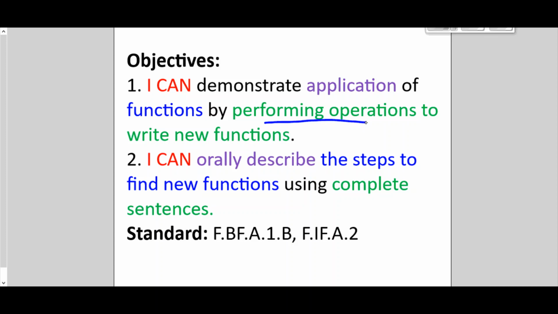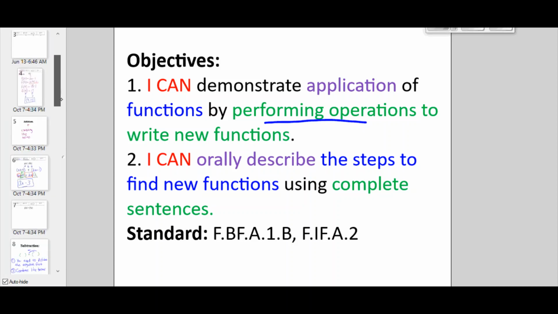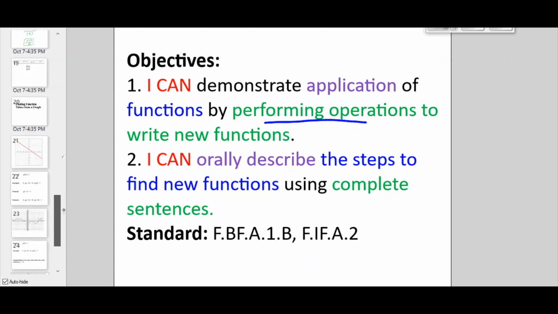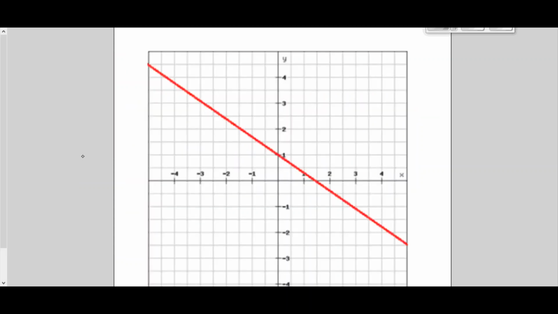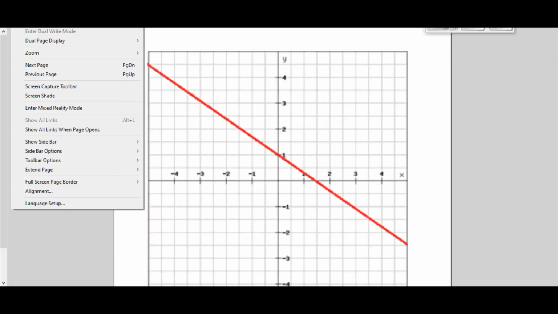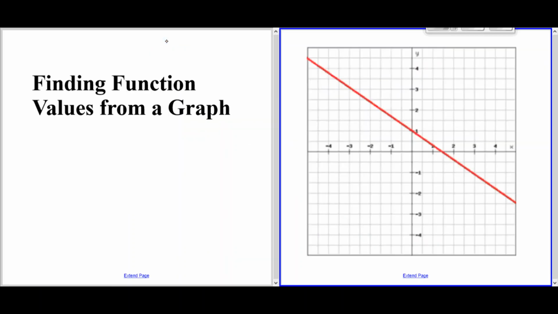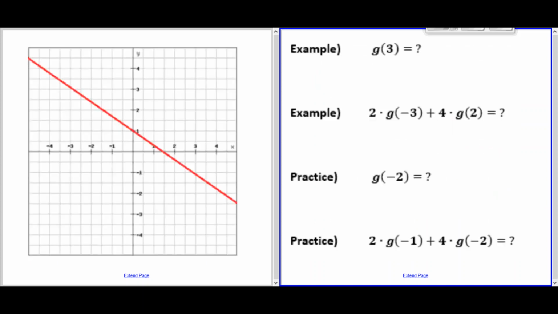By no means do I expect you to draw each of these graphs on your paper. These graphs are available if you look at the PDF of the notes, and you can just refer to that. So I do not expect you to draw these graphs. This is finding function values from a graph.